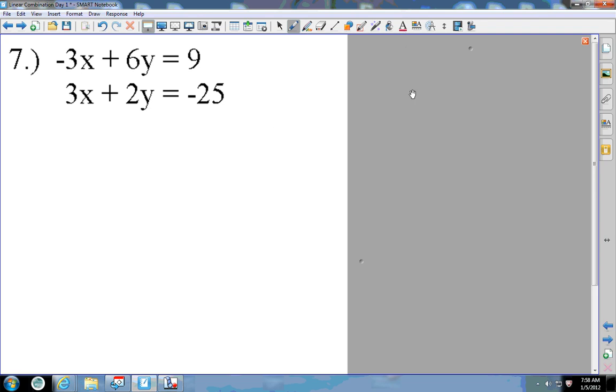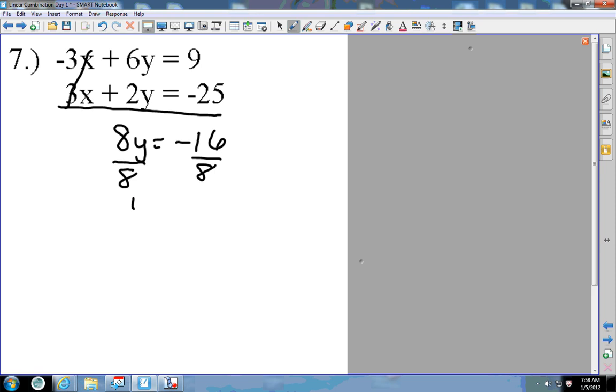Okay, the next one, here we go. I'm going to combine these together. Negative 3x plus 3x. That makes a zero pair. They eliminate. I have 6y plus 2y, 8y equals. What's 9 minus 25? Negative 16. Divide by 8. Y equals negative 2.